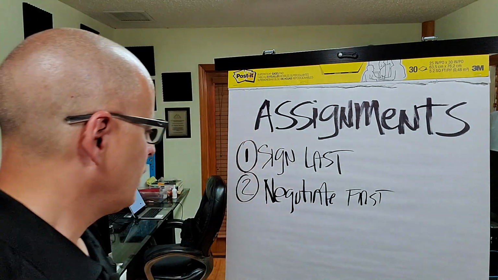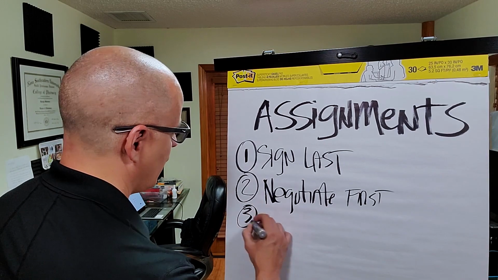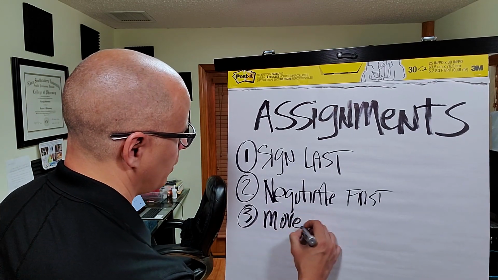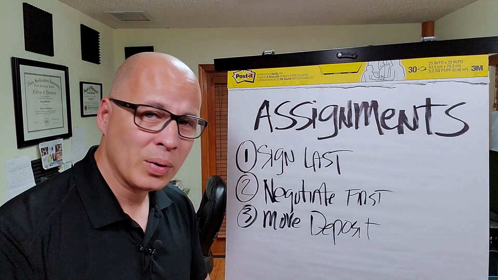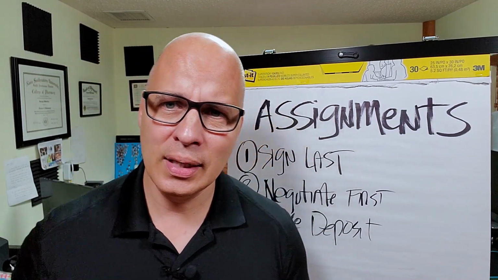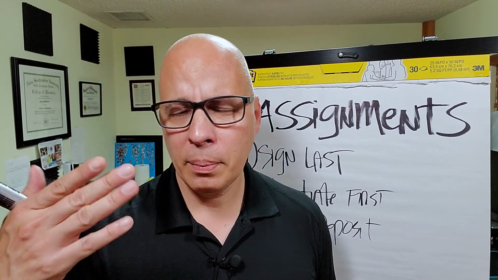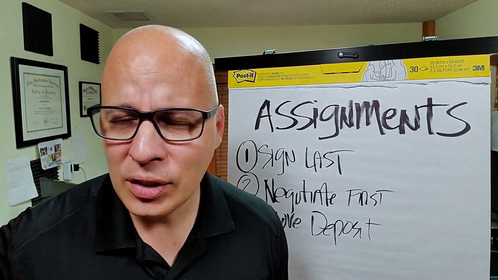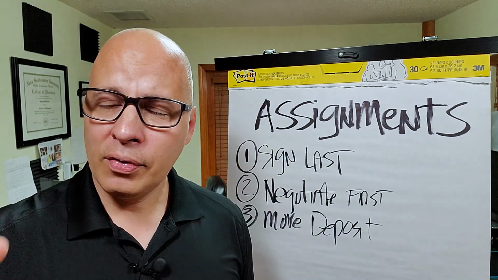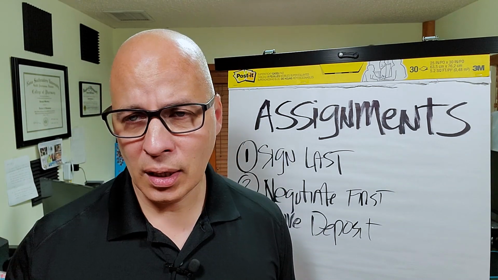Number 3 is deposit. I'm going to put more deposit. Now, let's say I have a deal with a seller and I put a $100 deposit on the original contract. If I'm going to sell you that deal, you're going to have to put up a deposit. However, you're going to have to put a deposit that's more than the $100.